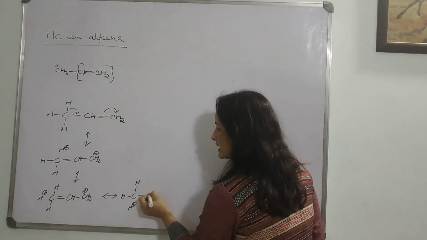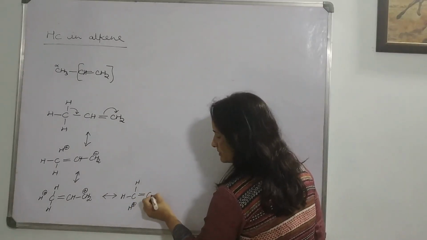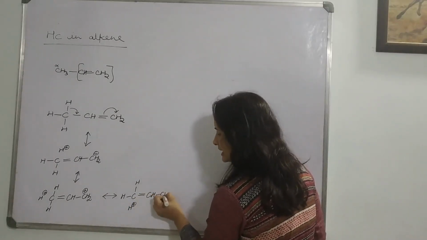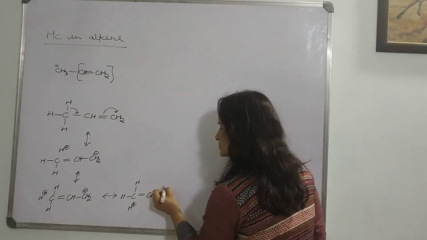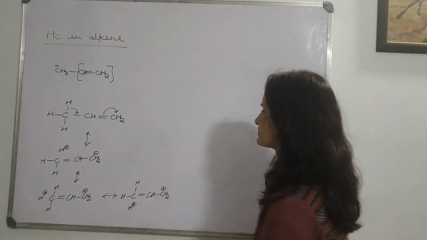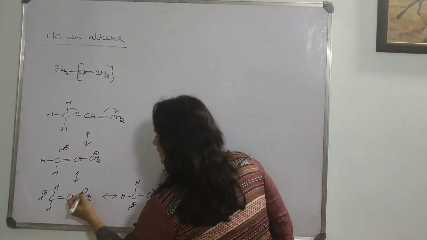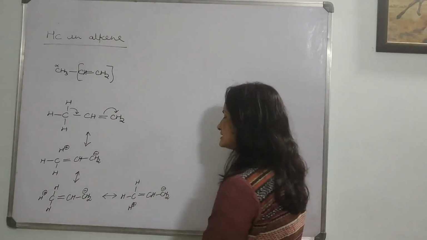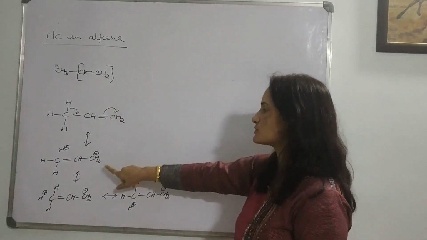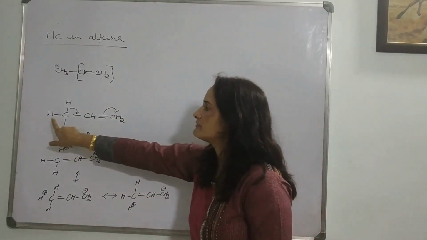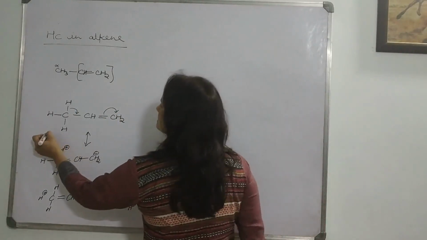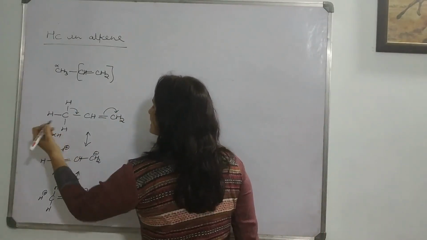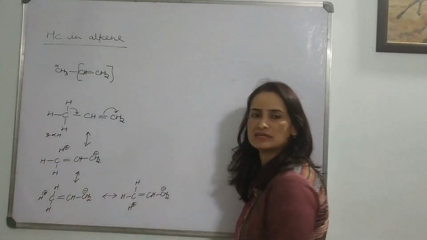What is the only requirement? There must be a double bond system directly attached to the alpha carbon which has the hydrogens. So these are your systems. How many hyperconjugative structures for this? It had 3 alpha H, so it can form 3 hyperconjugative structures.